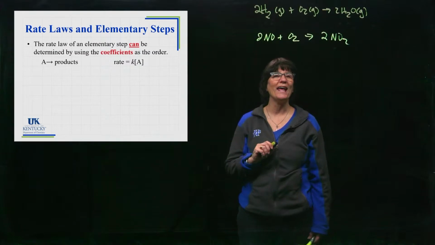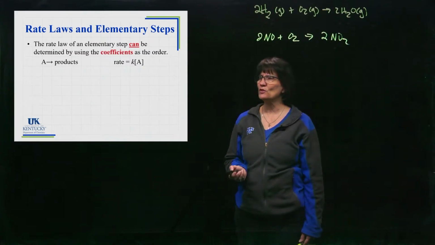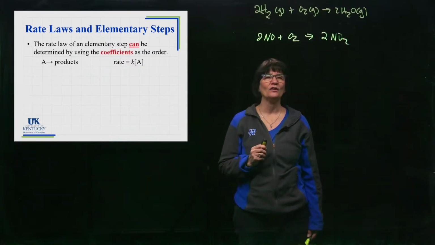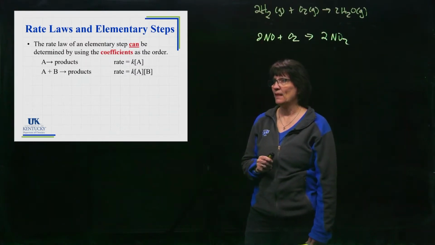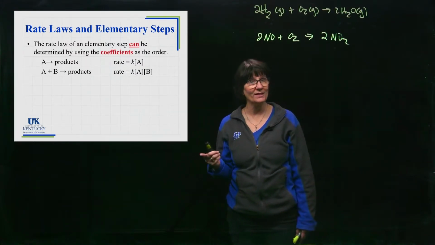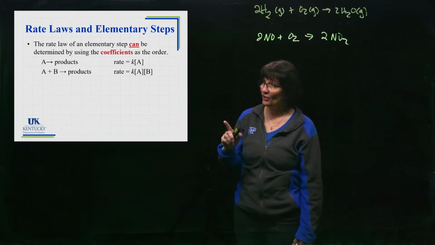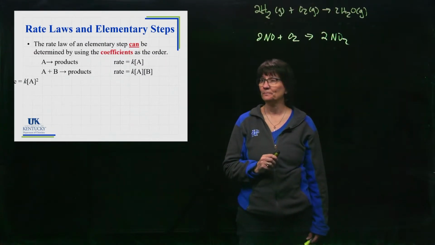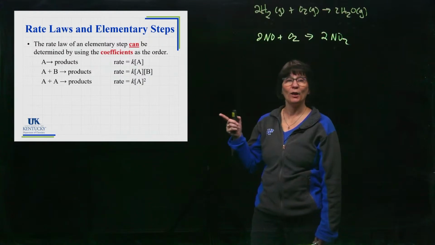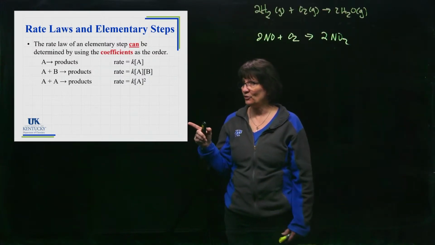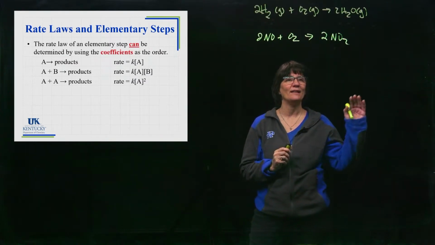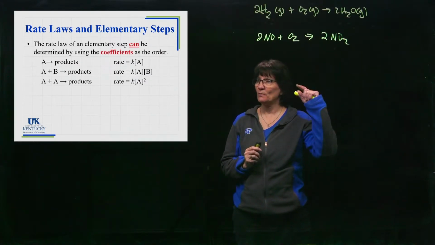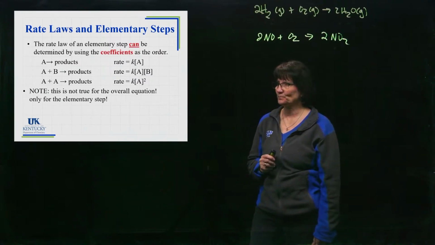So if this were an elementary step, only if it was an elementary step, we could use the fact that there is a one coefficient and make it a first order in A. If this were an elementary step in a mechanism, its rate law would look like this. If this were an elementary step in a mechanism, its rate law would have a square because you have two of those A's, and that's 2A, 2 coefficient becomes a 2 power.